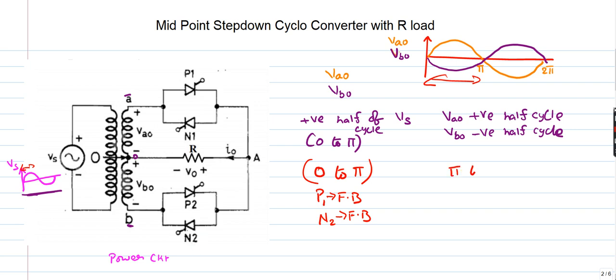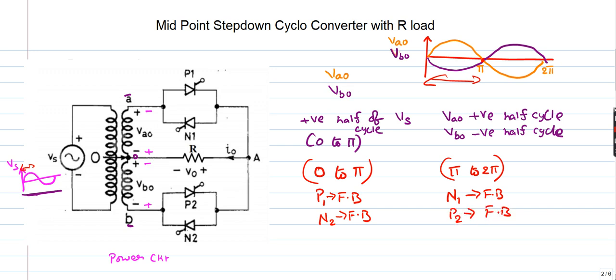Now pi to 2 pi. So at pi, both the polarities are getting reversed. Now A becomes negative with respect to A, O becomes positive, and B becomes positive with respect to B, O becomes negative. So this minus is applying it N1 cathode. So during this period, pi to 2 pi of the source voltage, N1 will be in forward blocking mode, and from here this plus is applied to P2 anode. So P2 will be in forward blocking mode.